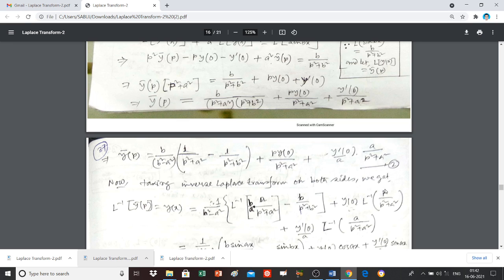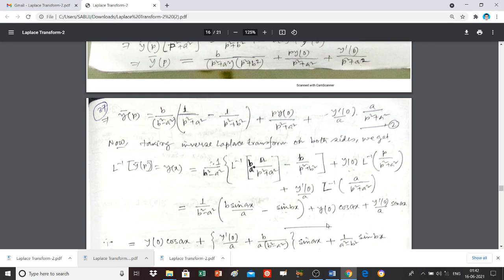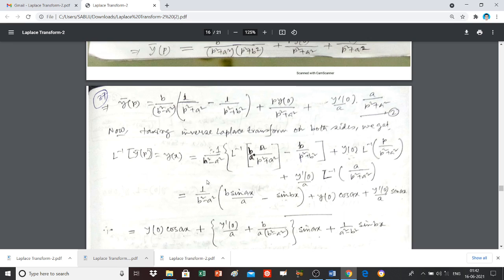L inverse p by p square plus a square, then plus y prime 0 by a. I am writing this by dividing and multiplying by a, so here a is multiplied. Then L inverse a by p square plus a square. So now just writing this term 1 by b square minus a square. This b is here, and this a is also here, and you know that the Laplace inverse transform of a by p square plus a square is nothing but sine ax.